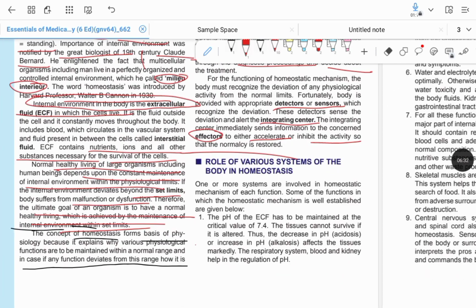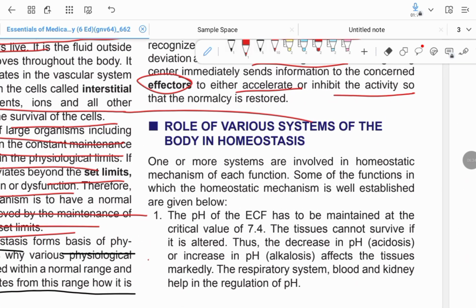So the pH of the ECF has to be maintained at the critical value of 7.4. Blood is also included in the ECF, extracellular fluid. So the pH of blood is 7.4, and the pH of ECF is also 7.4. The tissue cannot survive if it is altered. Thus, a decrease in pH is acidosis and an increase in pH is alkalosis, which affect the tissue markedly. The respiratory system, blood and kidney help in the regulation of pH.